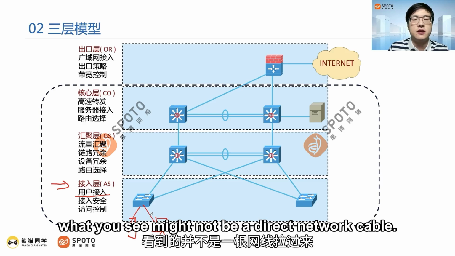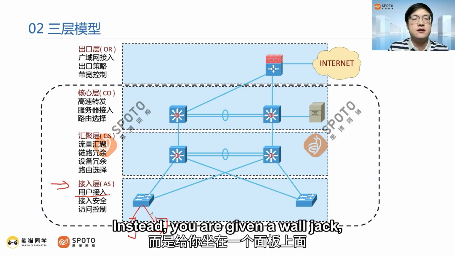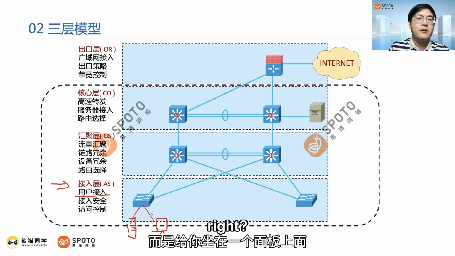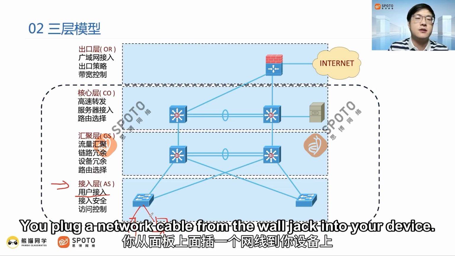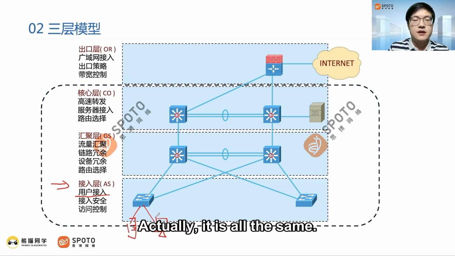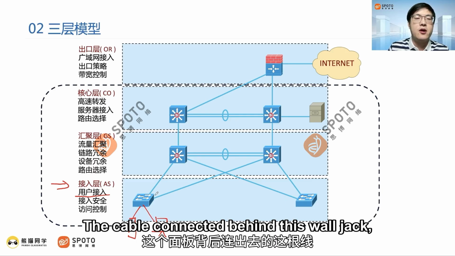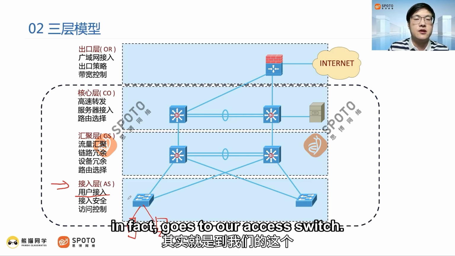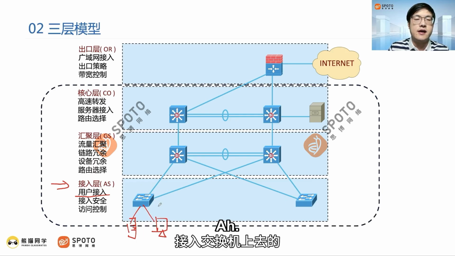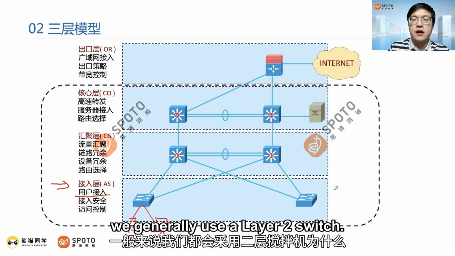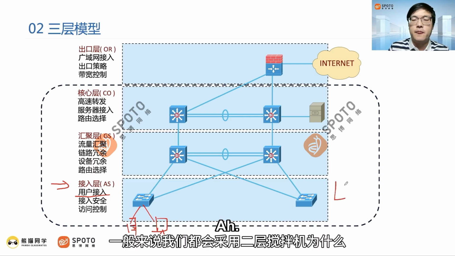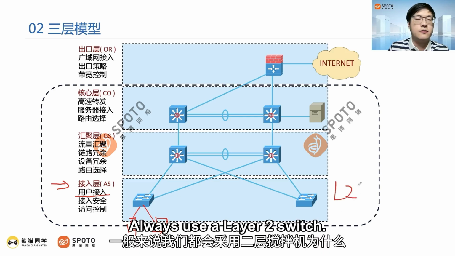Of course, in your daily office work, what you see might not be a direct network cable. Instead, you are given a wall jack, right? You plug a network cable from the wall jack into your device. Actually, it is all the same. The cable connected behind this wall jack goes to our access switch. So, in this case, we generally use a layer 2 switch. Always use a layer 2 switch.